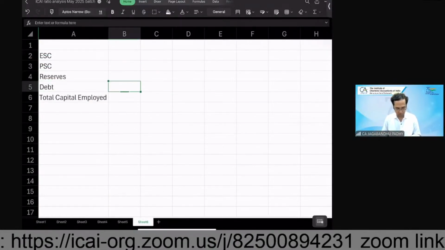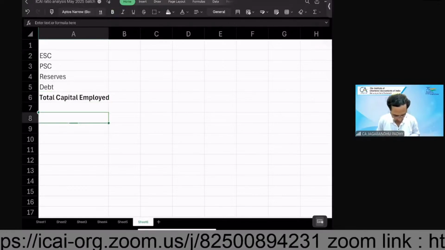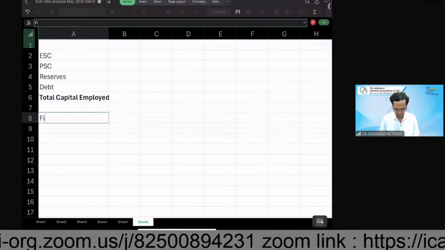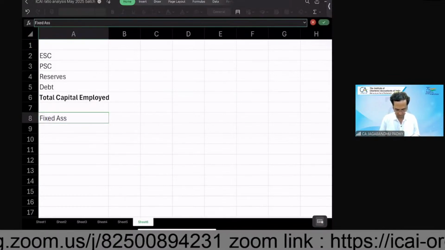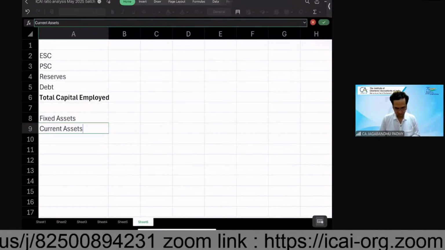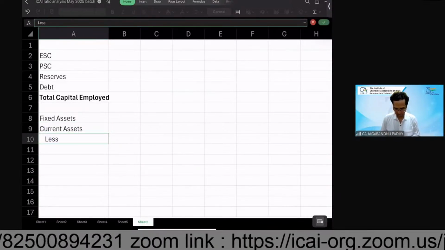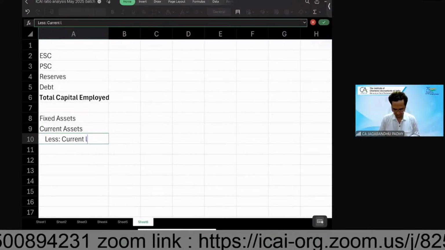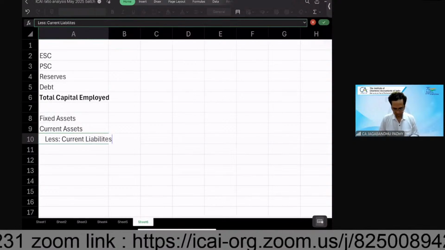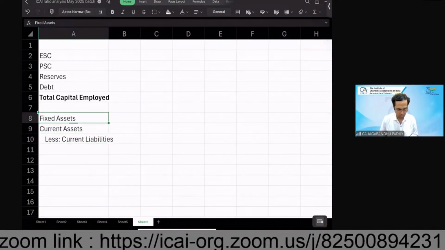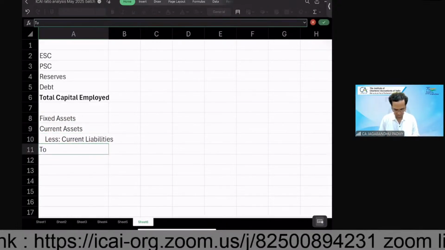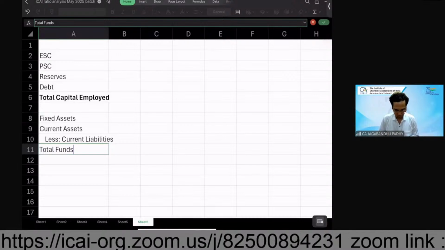So let's say this is the part, and then on the other side, you have application of funds. Application of funds will be like you have got some fixed assets, and some current assets. Now, of course, from the current assets, we subtract the current liabilities, right? And that gives us the total funds invested.